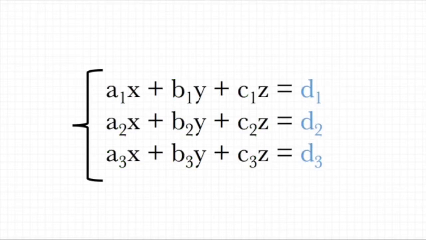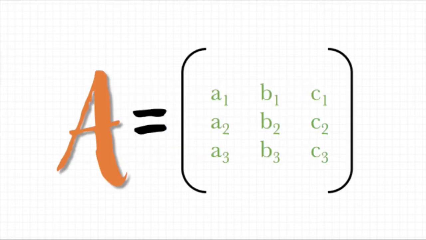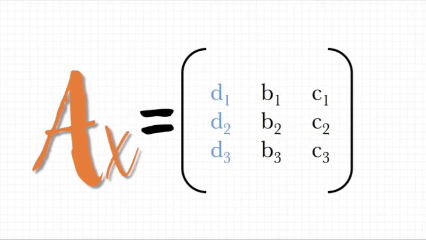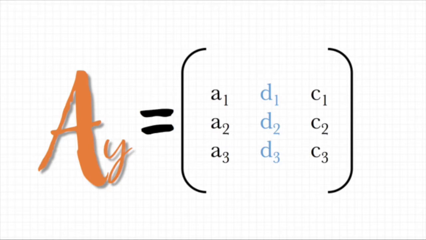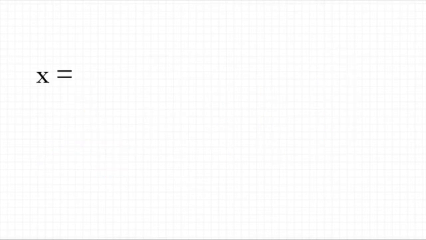In order to solve for the variable you are looking for, you would need to create a new matrix by substituting the constants into the column which represents the coefficients of the variable you are looking for. For example, if I were to be looking for X, I would substitute the constants into the first column. If I were looking for Y, I'd substitute it into the second, and if I were looking for Z, I would substitute it into the third.